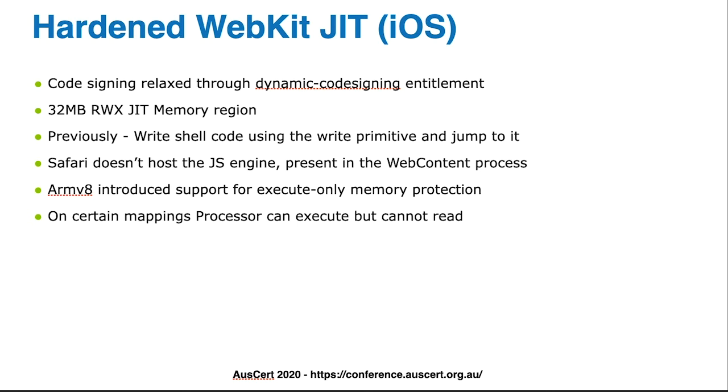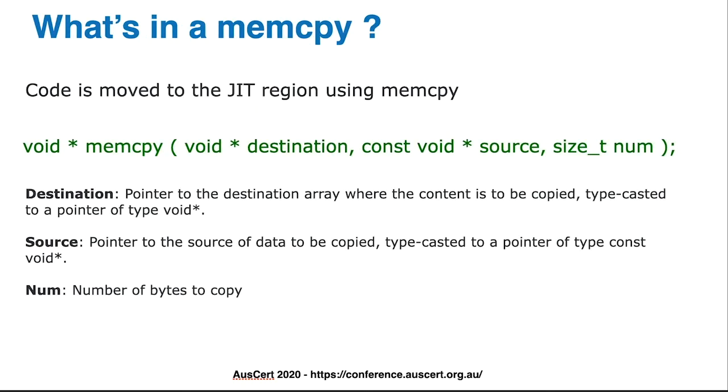However, Safari does not host the JavaScript engine. Rather, as we discussed previously, the JavaScript engine is run in a separate web content process. ARMv8 introduced support for something called execute-only memory protection, which means on certain memory mappings, the processor can execute but cannot read. And this was used to implement hardened WebKit.